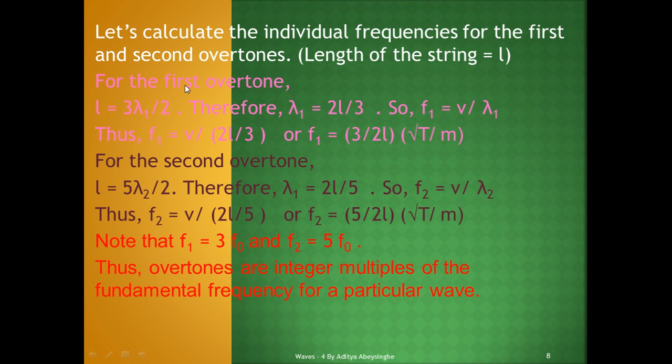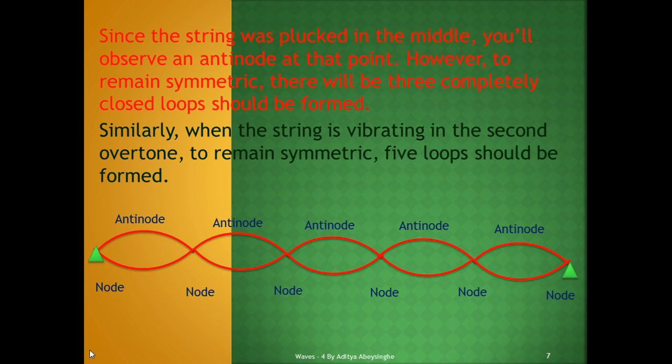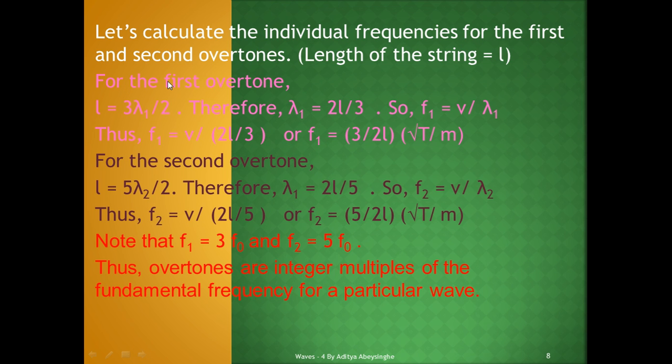The total number of loops is 3. So L, the length of the string, will be equal to 3 times lambda 1 by 2. By cross multiplication and solving, you can say that lambda 1 is equal to 2L by 3. So you know v equals f lambda. Let's take the fundamental frequency f0, the first overtone as f1, and the second overtone as f2. So for the first overtone f1, you know that the velocity v equals f1 times lambda 1.